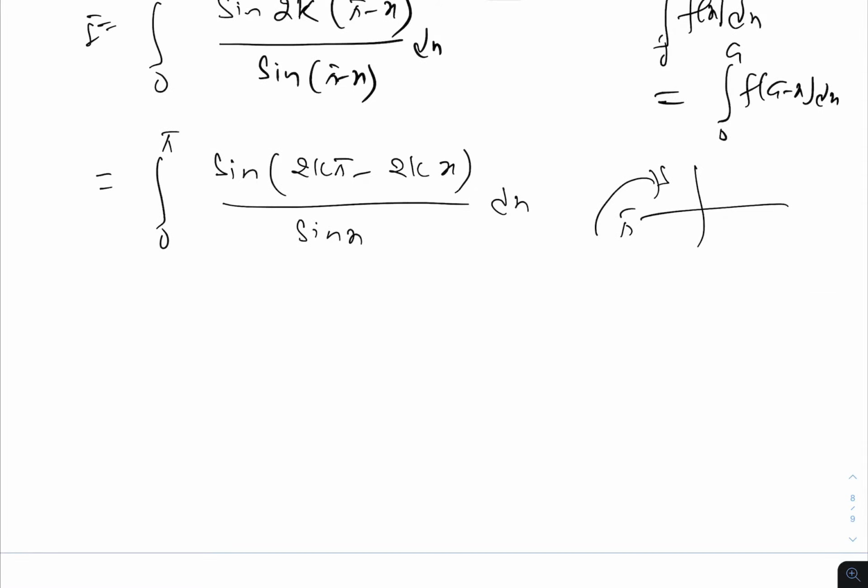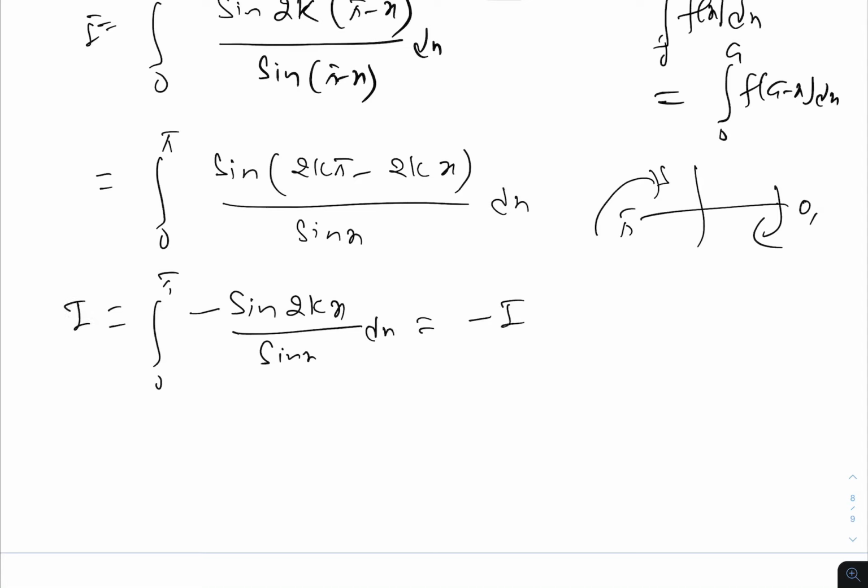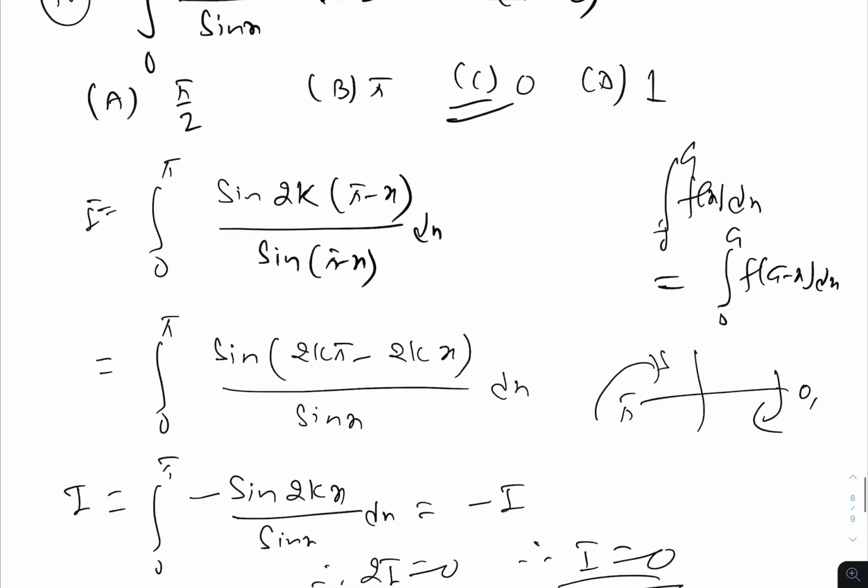Now sin(2k pi minus 2kx), 2k pi. So it will be here k equals 0, 1, 2, k minus 1 and so on. So it is sin(2k pi minus 2kx), so it is in the fourth quadrant, and in the fourth quadrant sin function is negative. So this is minus sin 2kx over sin x dx, and this is exactly minus I, and therefore 2I equal to 0, and therefore I equal to 0. So option C is the answer.